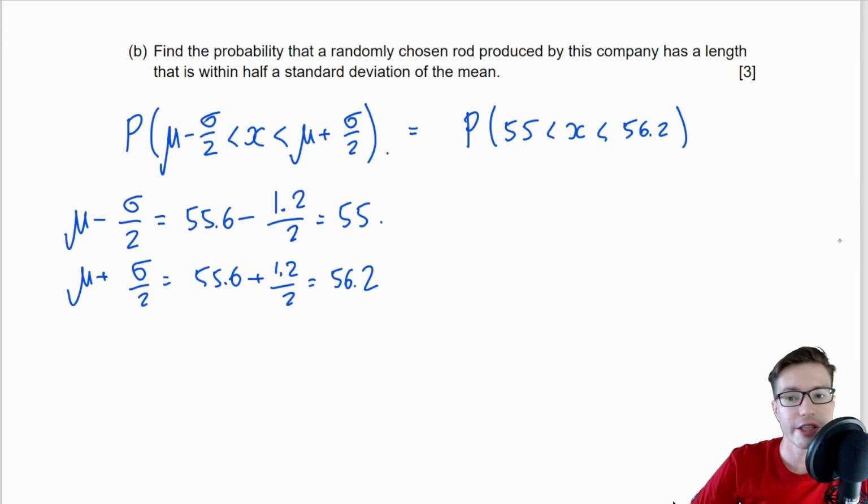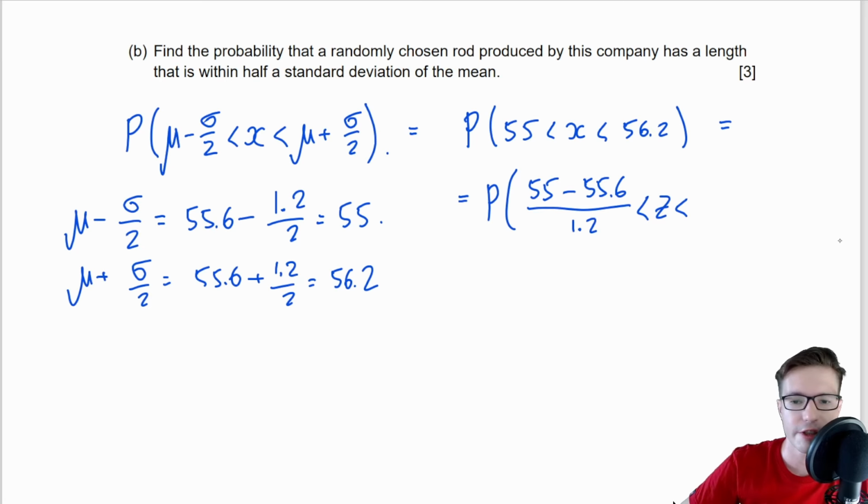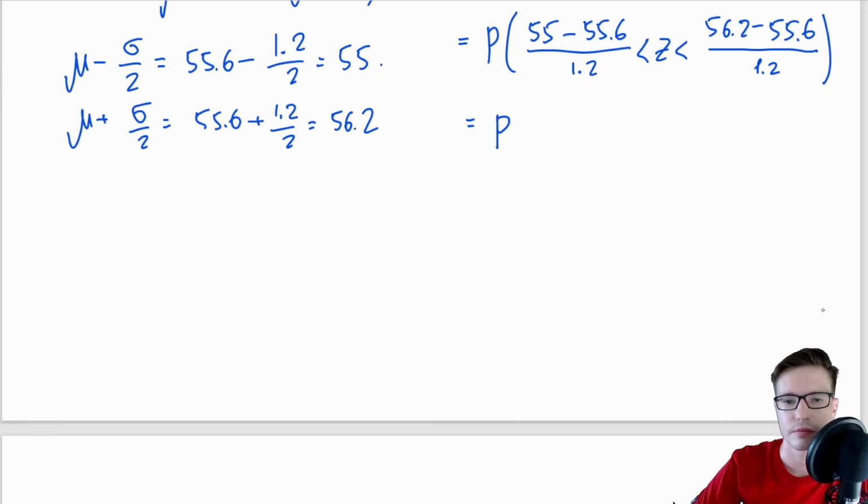And now again, we'll have to standardize our normal distribution. We're going to do x minus mu, 55.6, divided by sigma. And the same stuff here, 56.2 minus mu over sigma. And we'll get minus 0.5 and plus 0.5.